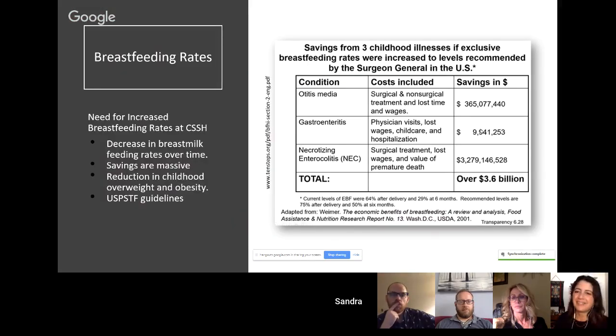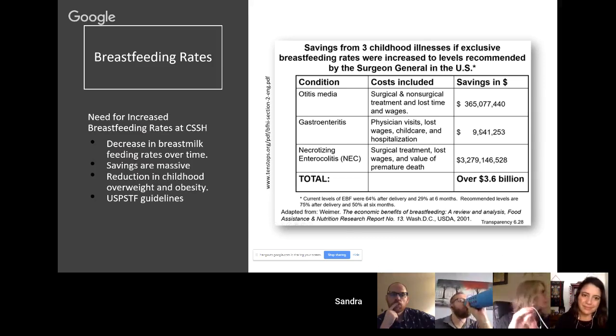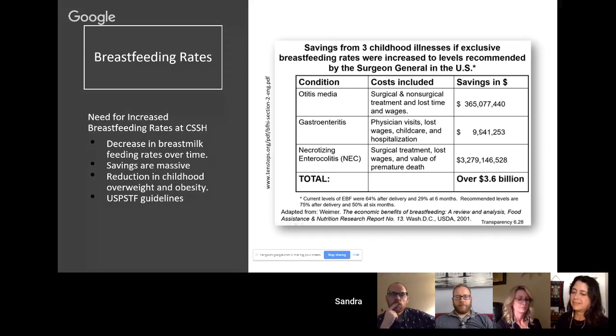Let's see. Breastfeeding rates have mostly decreased over time at Christus Spohn South, and the goal is to increase those rates. National data starts at 83.2% for ever breastfeeding, even if just put to the breast once, and decreases to 35.9% at 12 months.